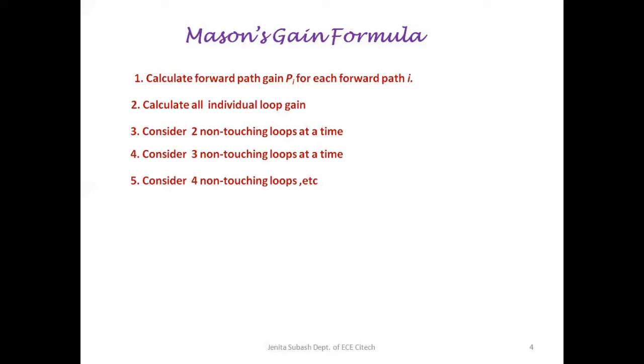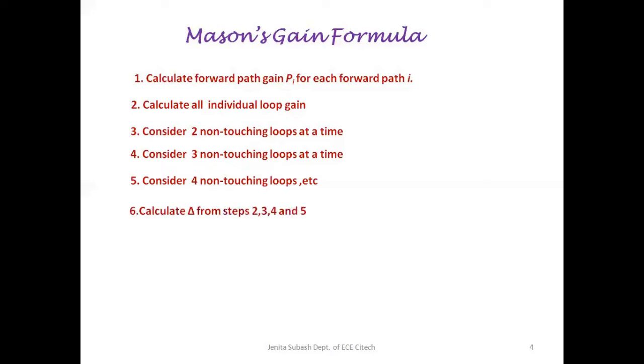So we are supposed to consider any 2 non-touching loops at a time, and we have to identify whether we have any 2 non-touching loops for a given signal flow graph. Then at step 4, we have to identify whether we have any 3 non-touching loops. Non-touching loops in the sense, 3 loops which do not have a common node. That is, if you have identified 3 loops, they should not share a common node with each other.